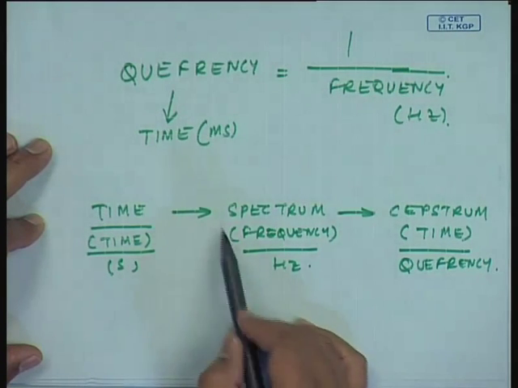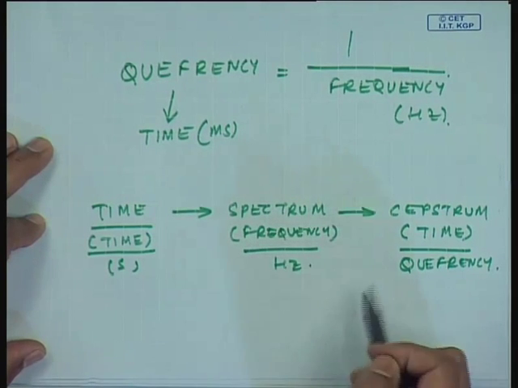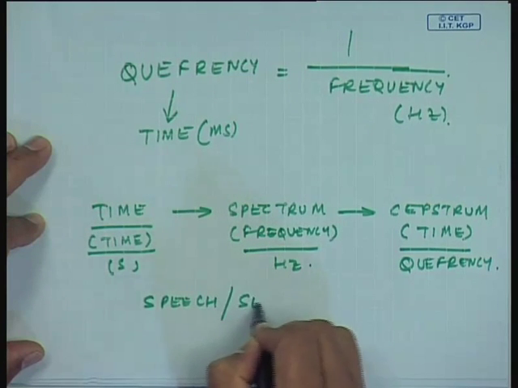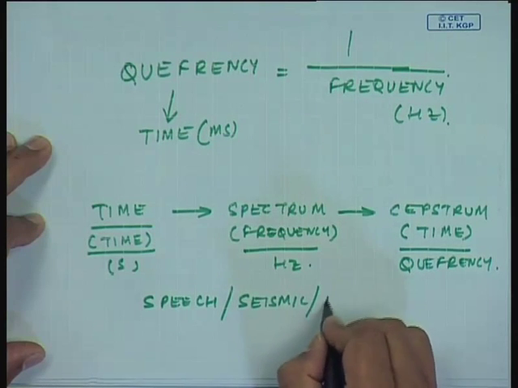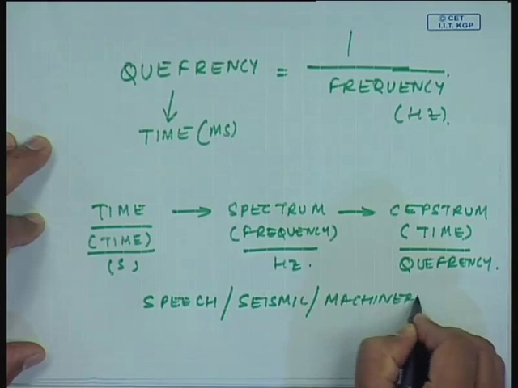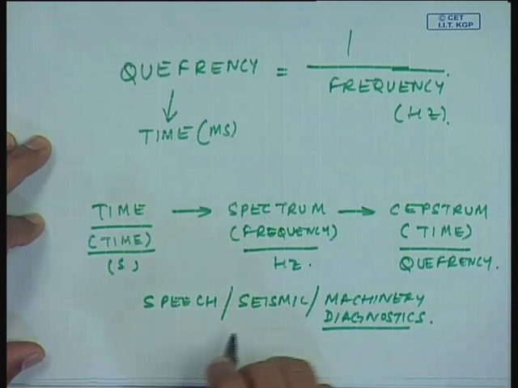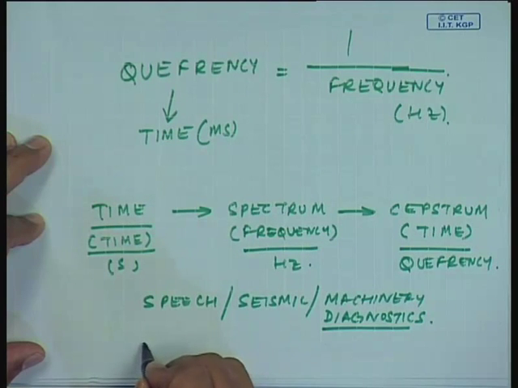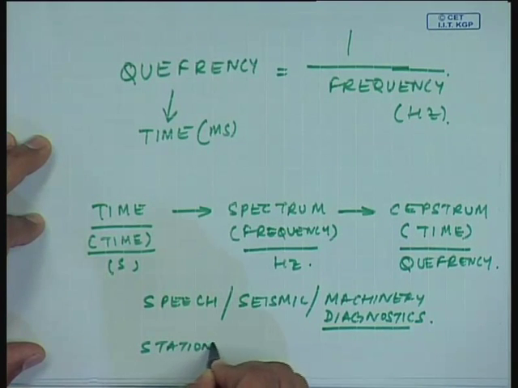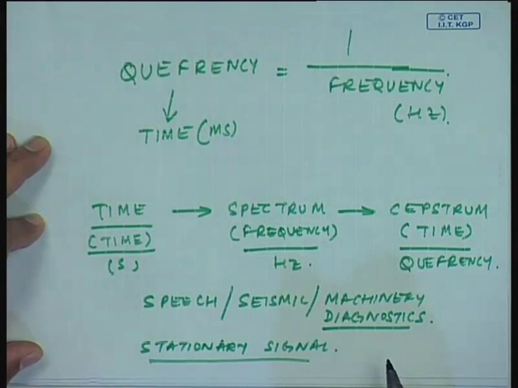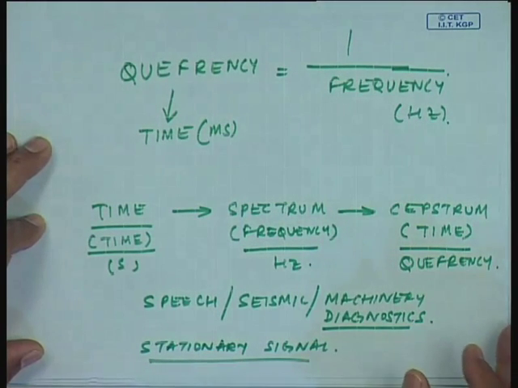So, the effect of all the path properties is lost once we do Cepstrum. Cepstrum applications are also in speech, seismic, and of course, in machinery diagnostics. This is not a real time operation, this is on a stationary signal. I may not be able to do Cepstrum on a non-stationary signal. For example, one transient will be very difficult. But if this transient is captured, we can do some sort of an analysis of it.